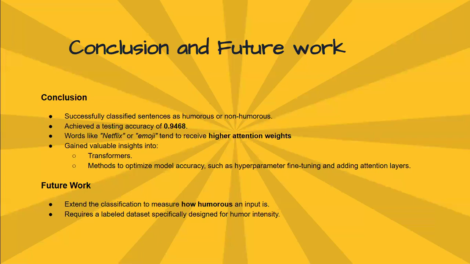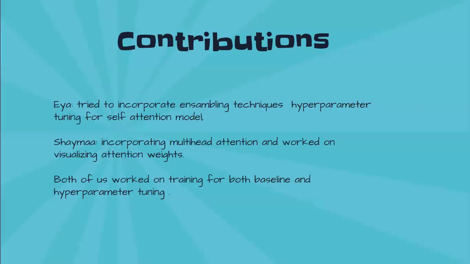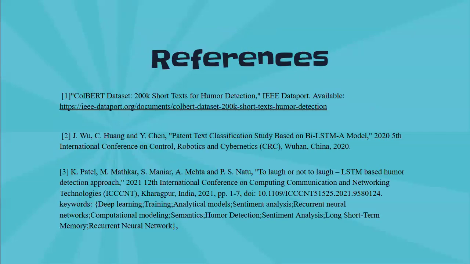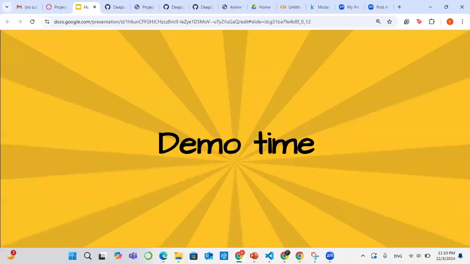Conclusion and future work. So we basically were able to classify if the text is humorous or not with a training accuracy of 94, and we found interesting results such as higher attention weight on words like Netflix or emoji or any part that can be used in a joke, and we gained valuable insights throughout the course. For future work, we can extend this work by examining how the text is humorous and checking the dataset's humorous intensity. Contribution for me and my colleague, references, and then demo time.